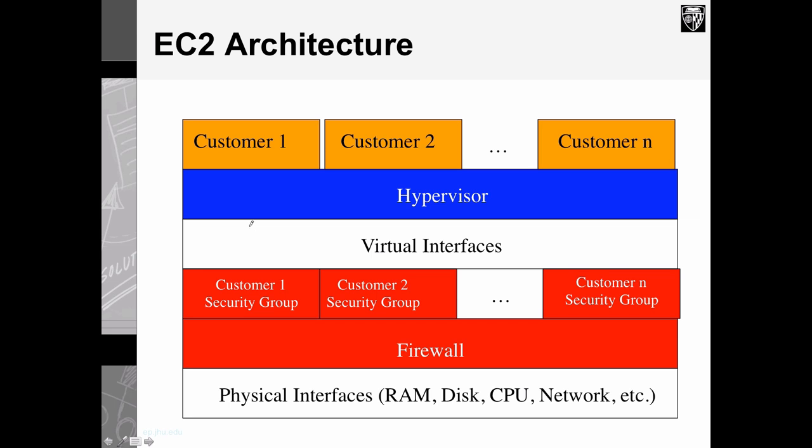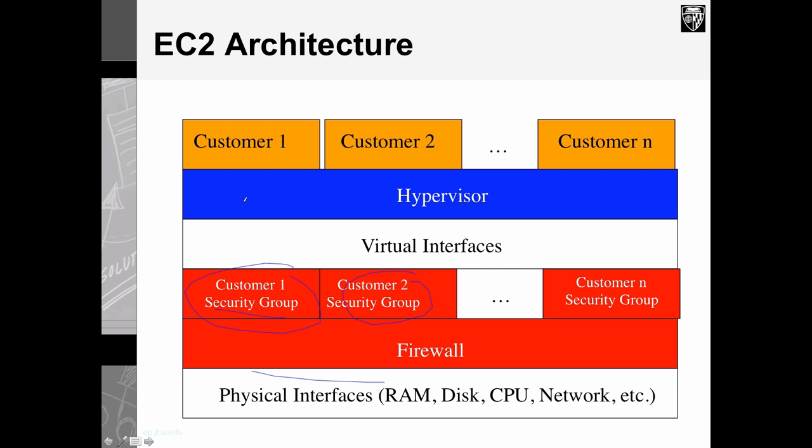So there are lots of wonderful use cases we can use AWS for. If you look at the EC2 architecture, it is based on virtualization, as you can imagine. On the bottom you have your physical interfaces, your RAM, your disk, your hardware resources. On top of that, you have multiple customer security groups, customer 1, customer 2, they all have their individual firewall rules, or as it's known in Amazon, they're called security groups.